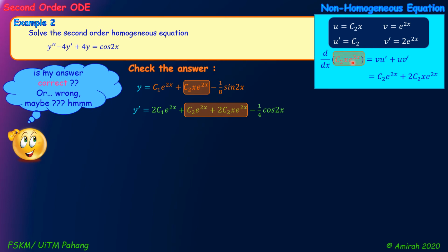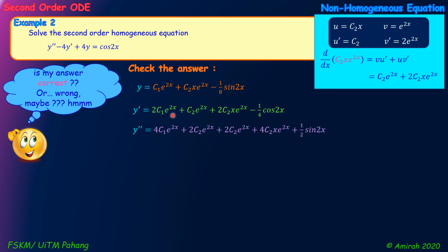So when we differentiate, the answer is C2 e to the power of 2x plus 2 C2 x e to the power of 2x. That's why we get this. After that, we differentiate y prime to get y double prime. From 2 C1 e to the power of 2x, we don't need the product rule because 2 C1 is a constant. So we still put the constant 2 C1 in front and then we differentiate e to the power of 2x.